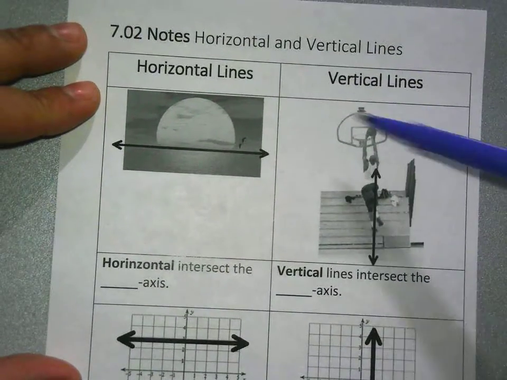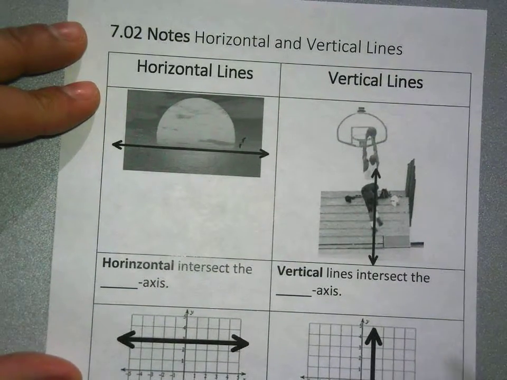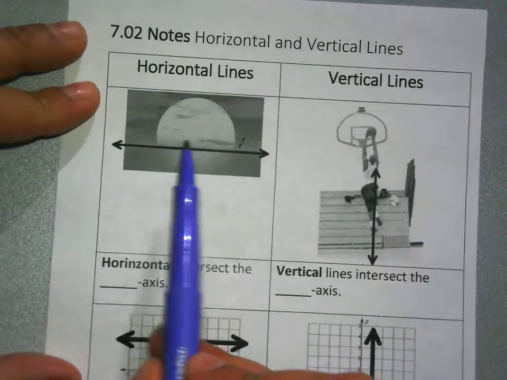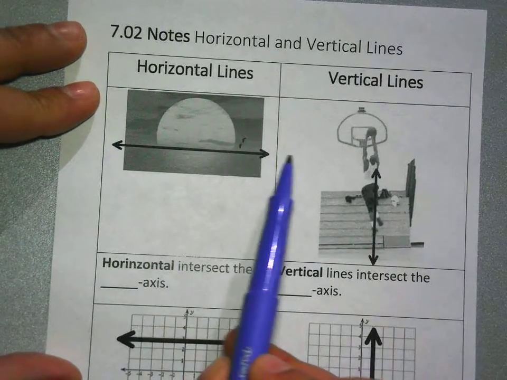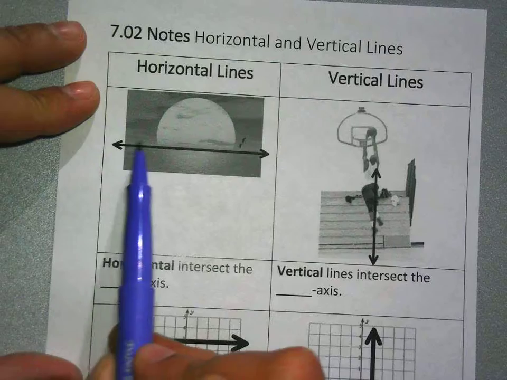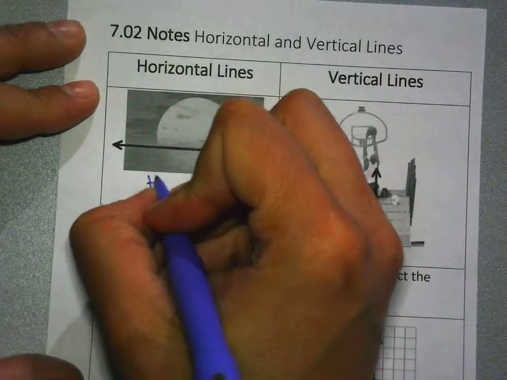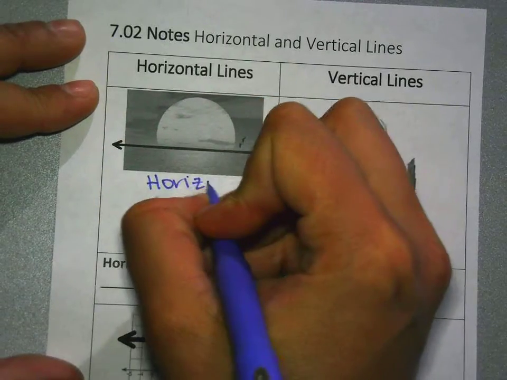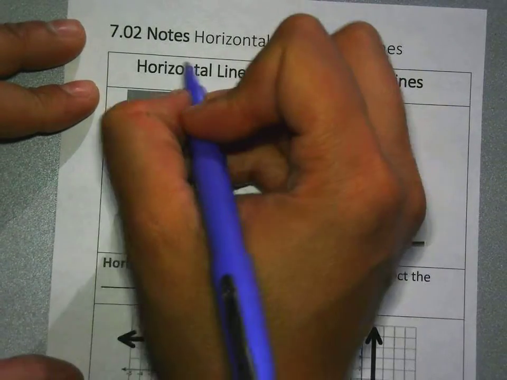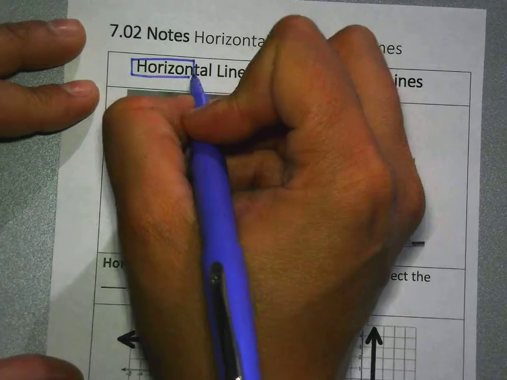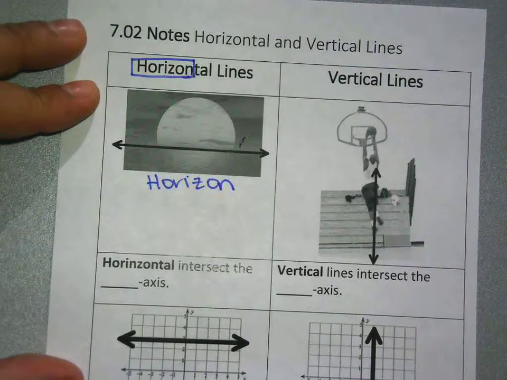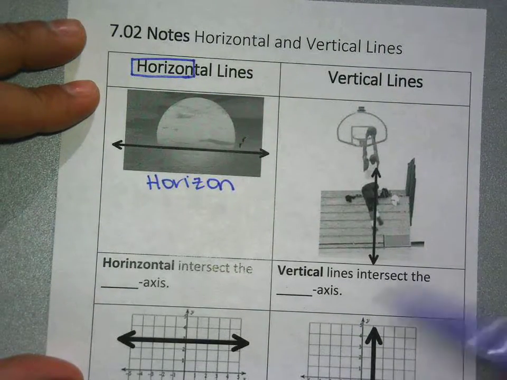We have learned about horizontal and vertical lines before, but we're going to do a quick review. Horizontal lines are lines that go from left to right. You'll notice that I put this horizontal line on top of a picture of a horizon. And that is because the word horizon is in the word horizontal, so that's an easy way to remember.